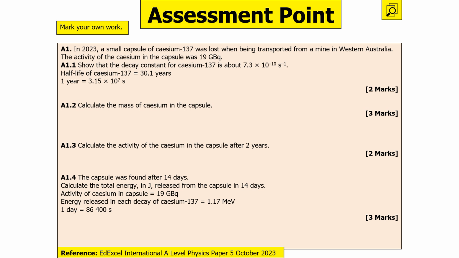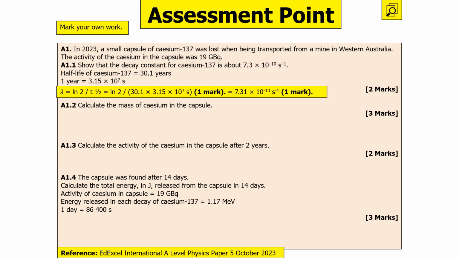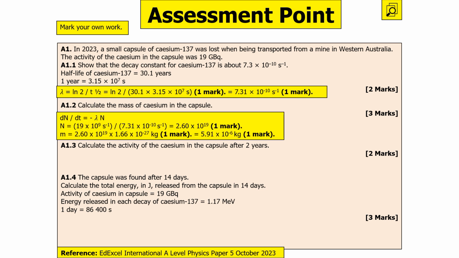Right, in this first one, we know that the decay constant is ln 2 over the half-life. Pop it all through. The half-life needs to be in seconds though, so therefore it's 7.31 times 10 to the minus 10 seconds to the minus 1. The mass we know well. Activity is equal to minus decay constant times by N.